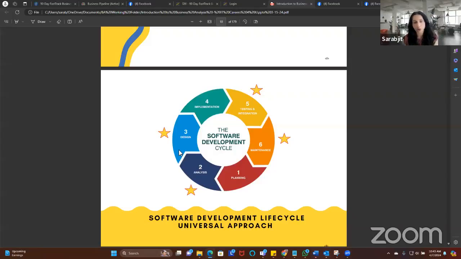In design, this is where you're working with your stakeholders and UI, UX design folks to create prototypes to make sure that everything is in alignment.